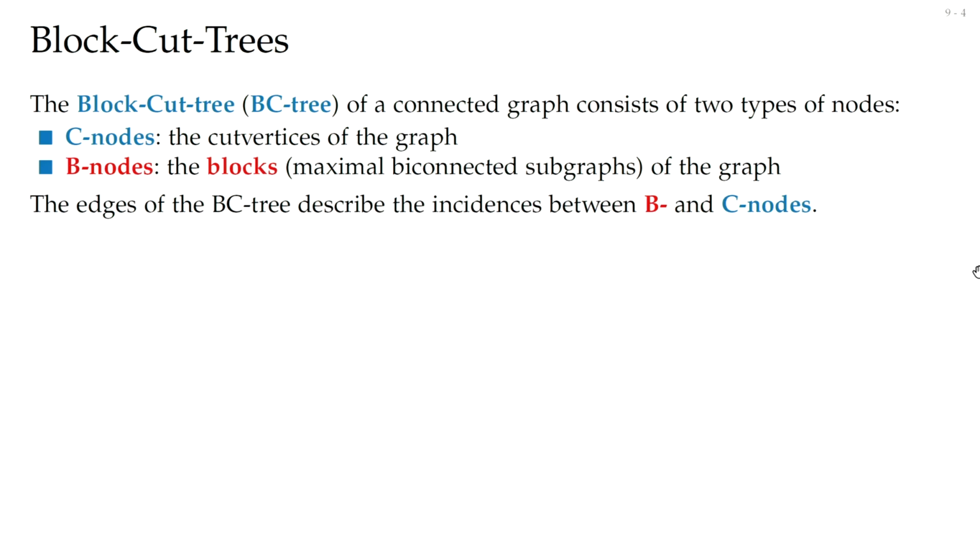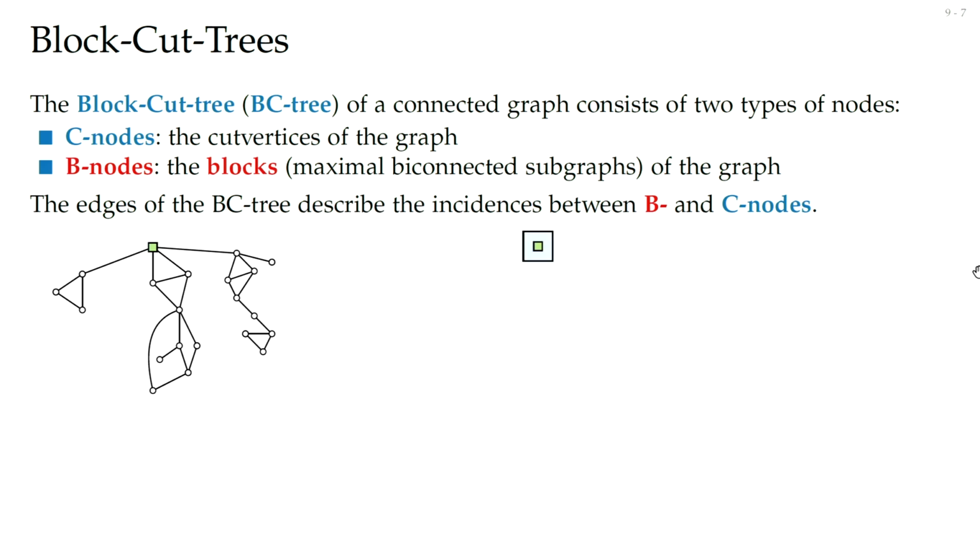And in the BC tree, we have edges between these types of nodes that just tell us which cut vertex lies in which B node. So let's just have a look at one example. This is our connected graph. We want to find a cut vertex. One cut vertex is here at the top, so let's mark it. If you remove this vertex, then the graph becomes disconnected. That's why it's a cut vertex. So we need a C node in the BC tree that contains exactly this cut vertex.